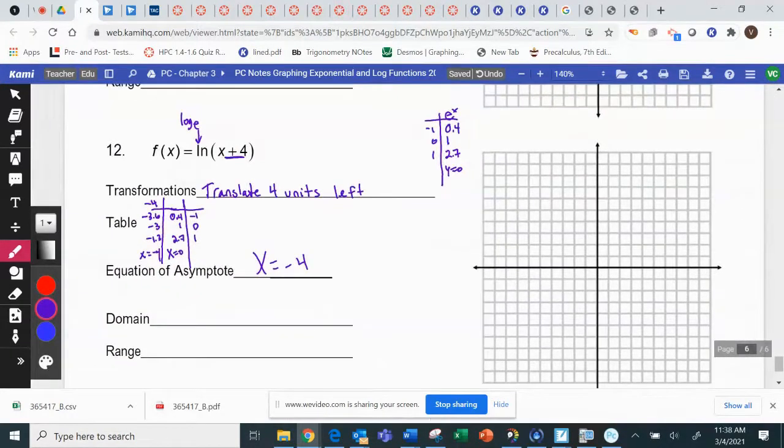So I'll go on my graph and I'll go to x equals -4 and graph that baby. Go to -3.6, -1. -3, 0. -1.3 if I did my math correct. 1. So my domain's going to start at -4 and go to infinity, and then the range -infinity to positive infinity.